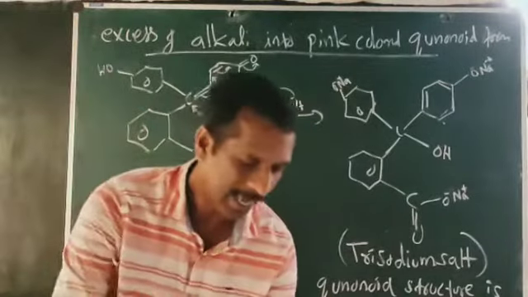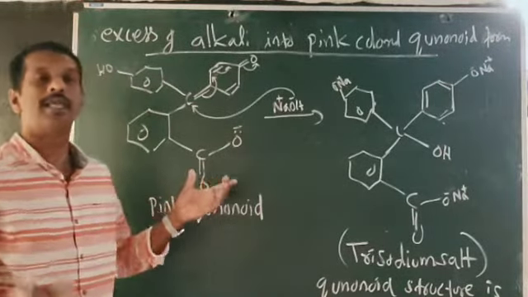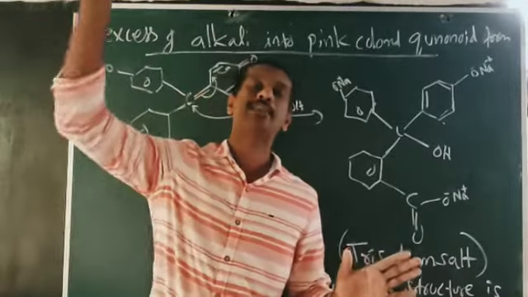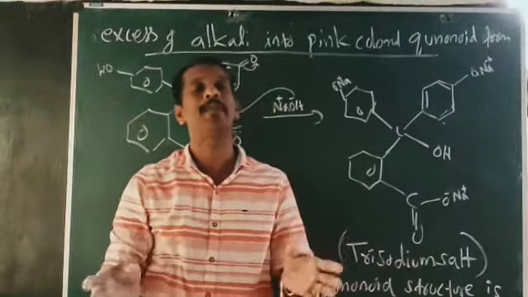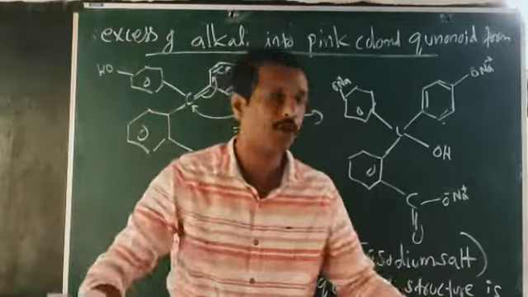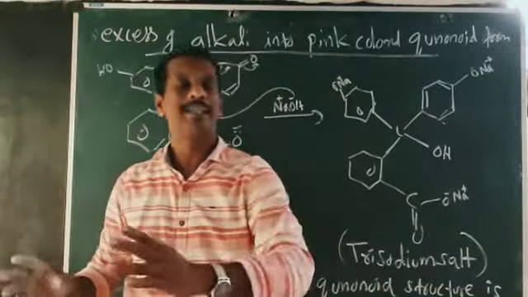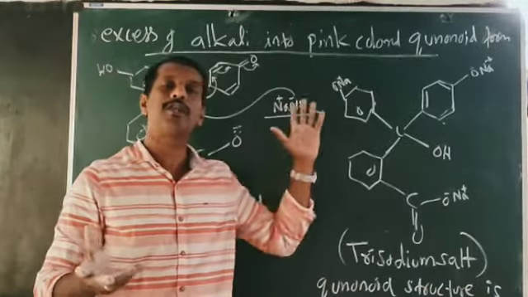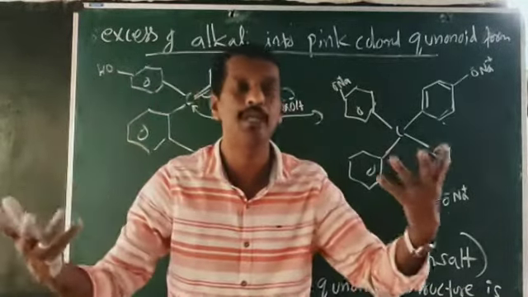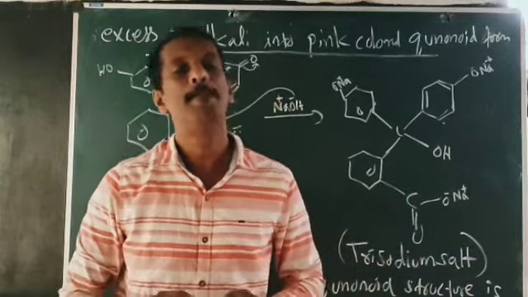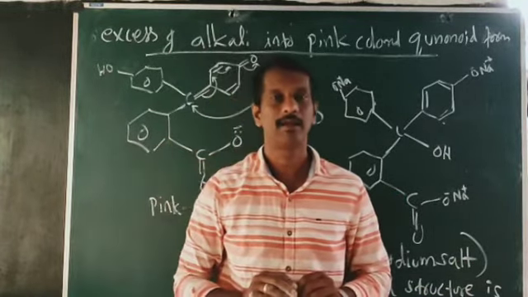Because when phenolphthalein is in the quinoid form, then only it has a pink color. When you add excess of alkali, that quinoid structure is destroyed. This reaction will occur, and the quinoid structure is changed into a trisodium salt. That trisodium salt will not have the pink color. Clear?